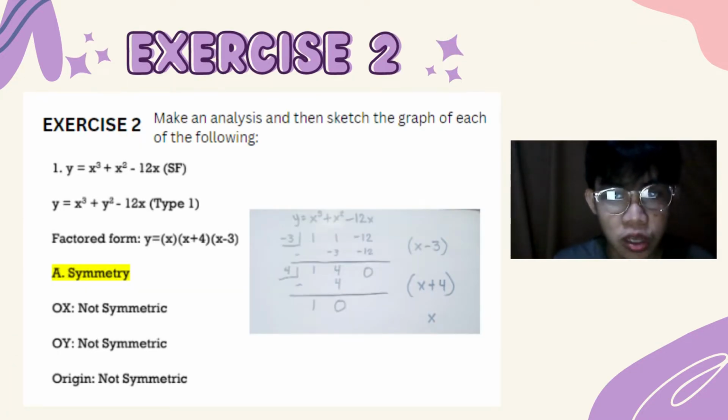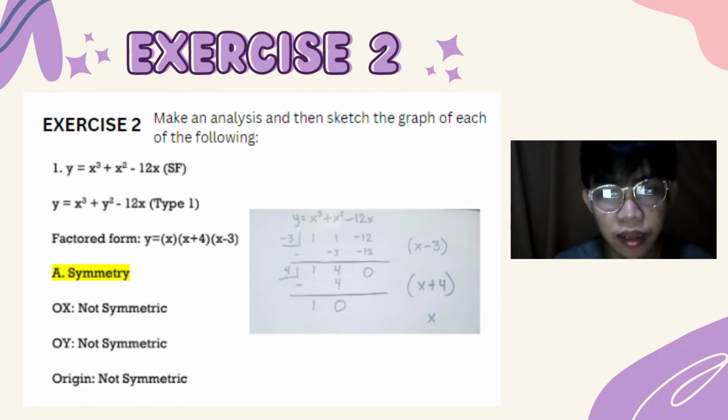Exercise number 2. For exercise number 2, it is about making an analysis and sketching the graph. For number 1, y equals x cubed plus x squared minus 12x. Here, based on the previous exercise, we can say that its type of curve is type 1. So type 1 has no horizontal and vertical asymptotes and has no symmetry with respect to the x-axis.